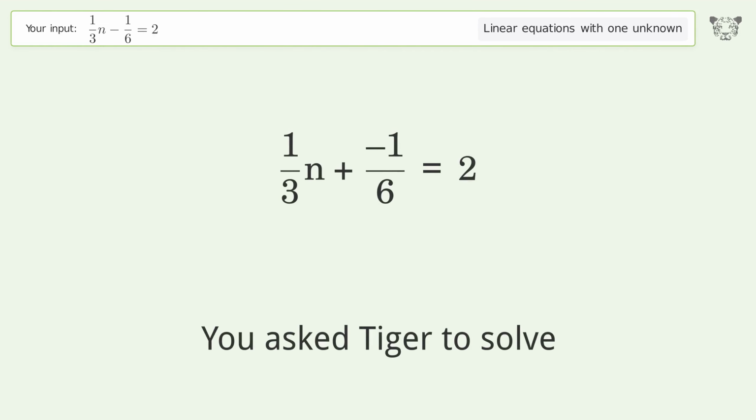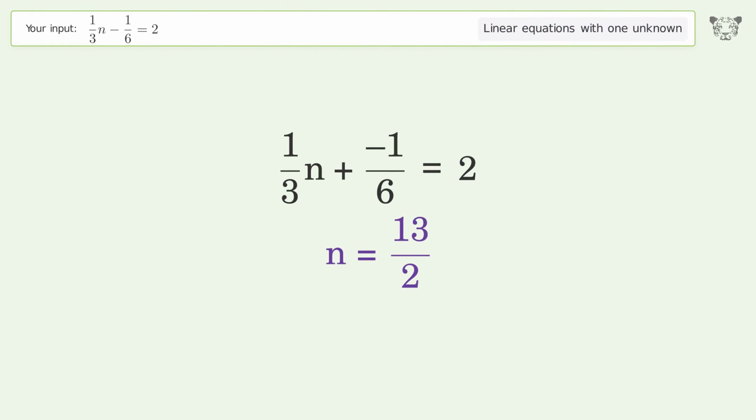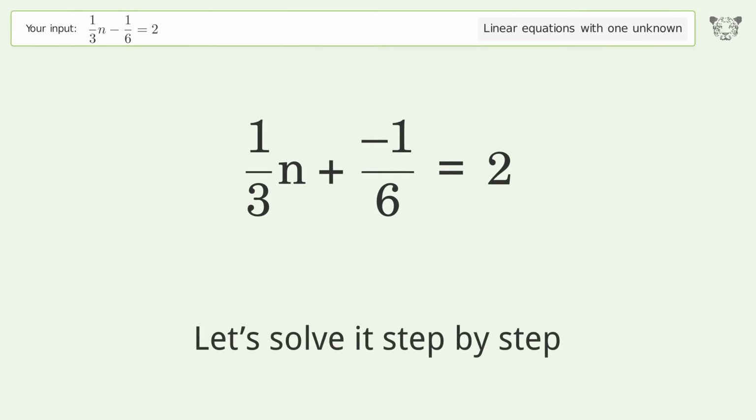You ask Tiger to solve. This deals with linear equations with one unknown. The final result is n equals 13/2. Let's solve it step by step.